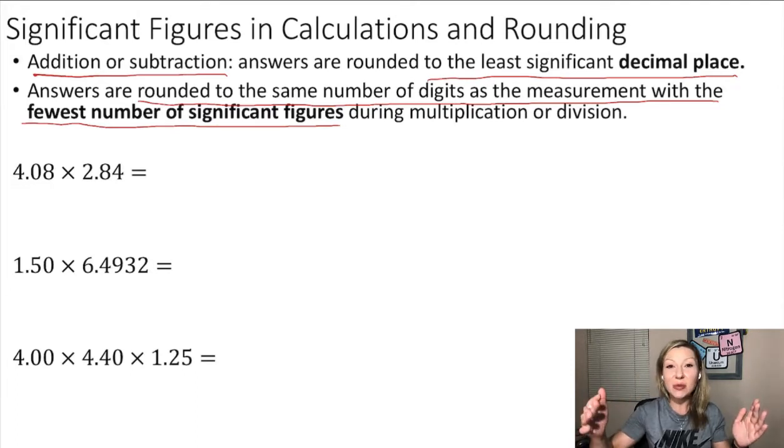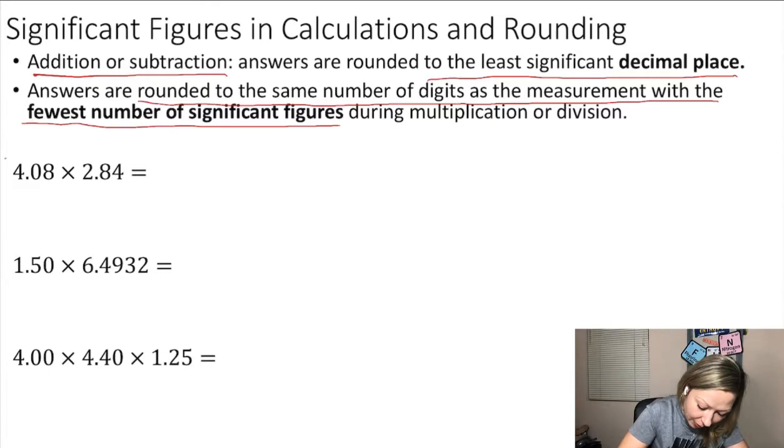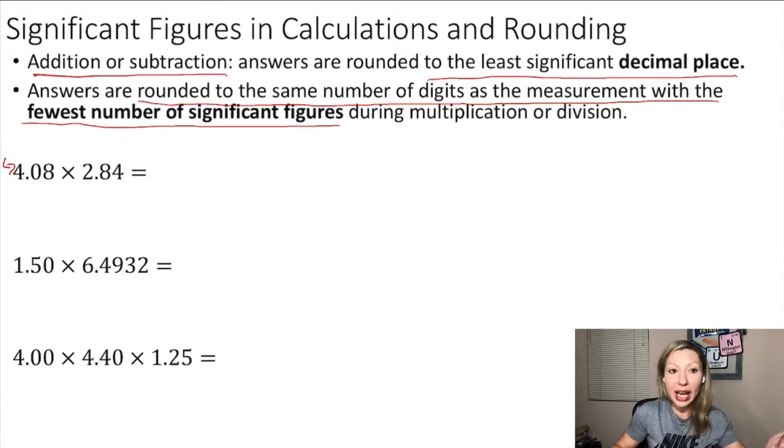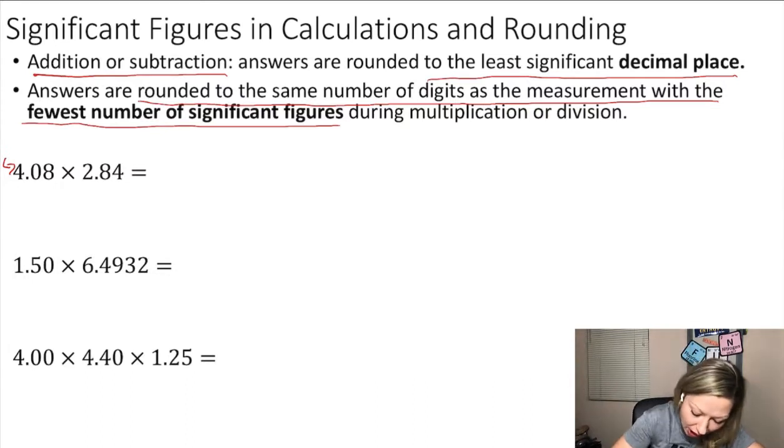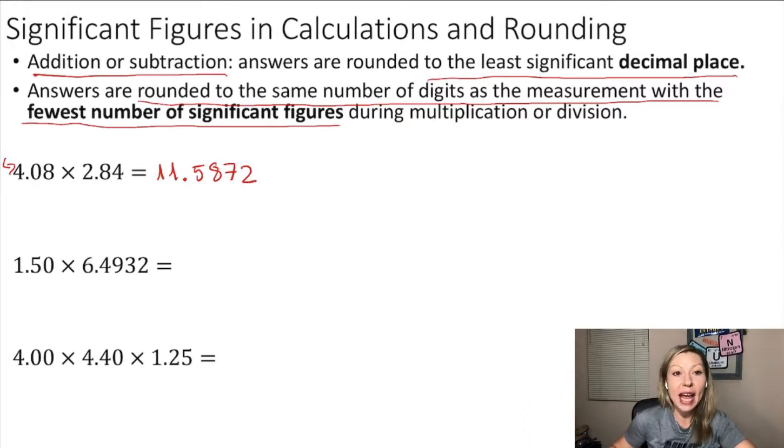Okay, what does it mean in practice? Let's do a couple of examples. In our first example, we have 4.08 times 2.84. So we are doing multiplication. Remember that multiplication and division have the same rules. Now, if you do this calculation, your calculator will give you 11.5872. Okay, now, how do I figure out how many sig figs I need to have in this answer?